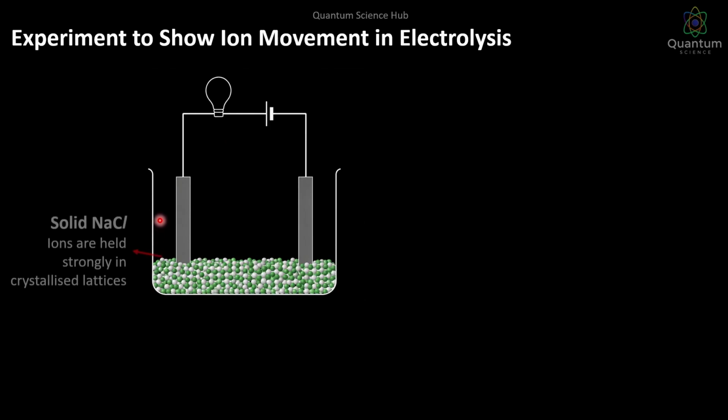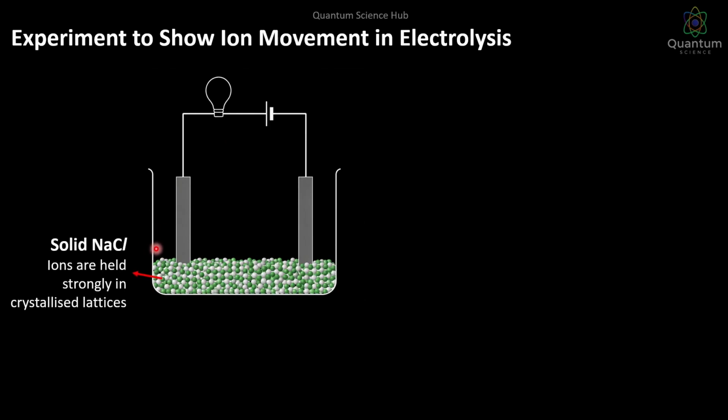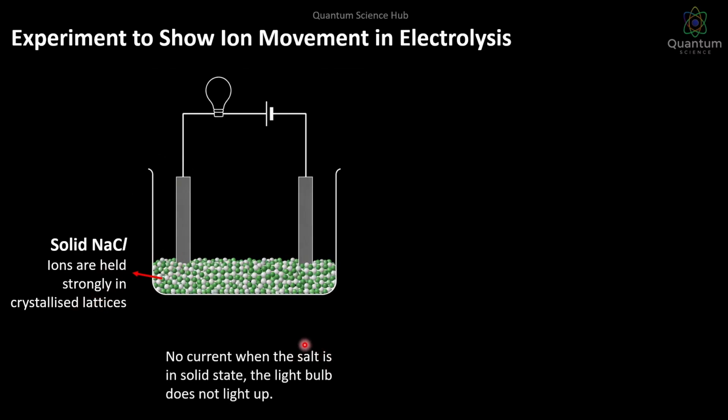So first of all, I will use solid NaCl. Again, the electrolyte here should be an ionic compound, right? And NaCl is an ionic compound. If you still remember the ion movement of a solid, the ions are held strongly in crystallized lattices. So in this case, there is no current when the salt or the NaCl is in solid state. Why? Because the ions are held strongly in crystallized lattices. So at the end, we can see the light bulb does not light up.